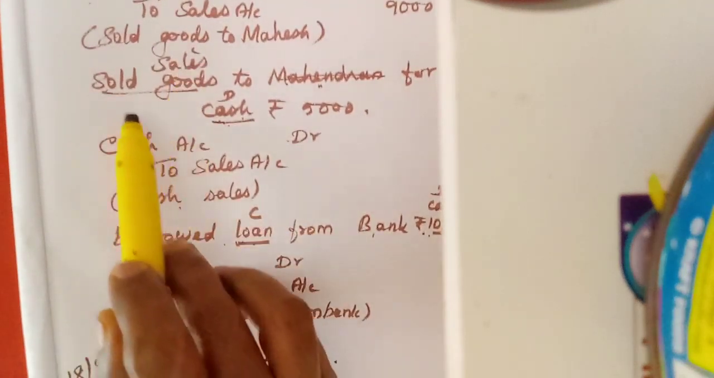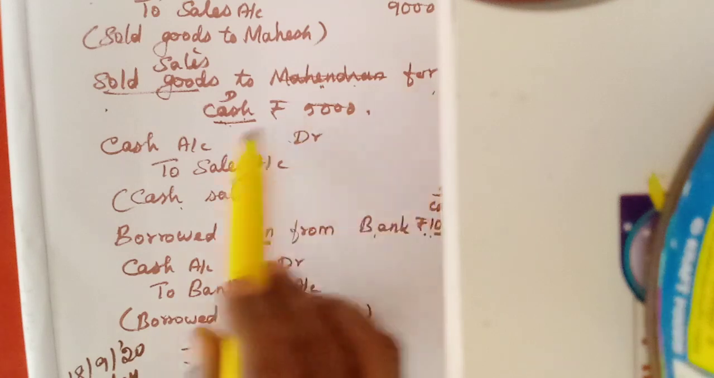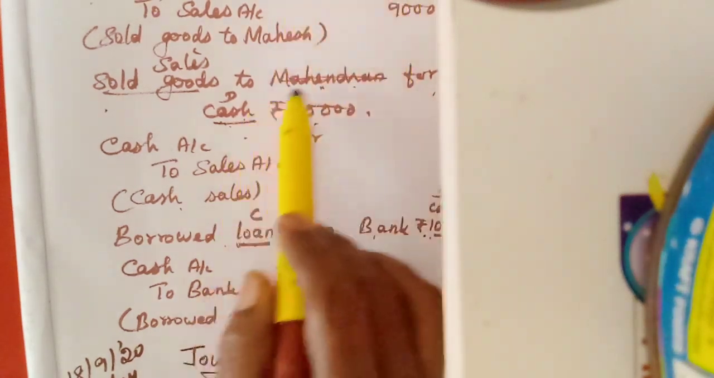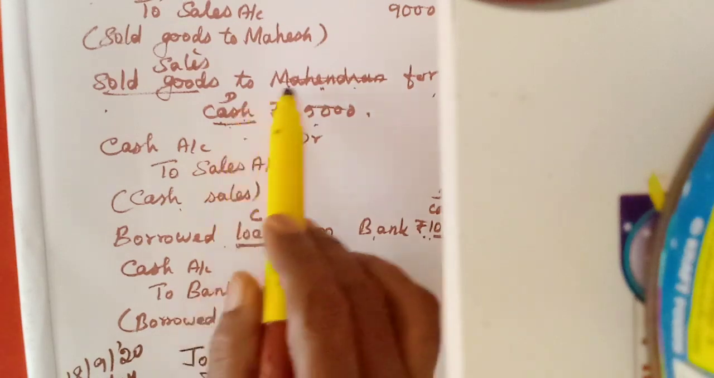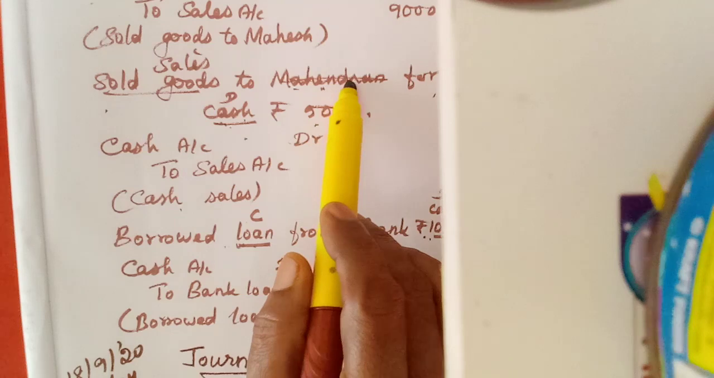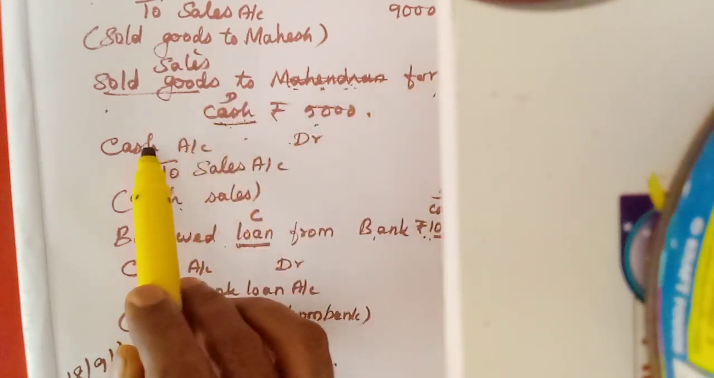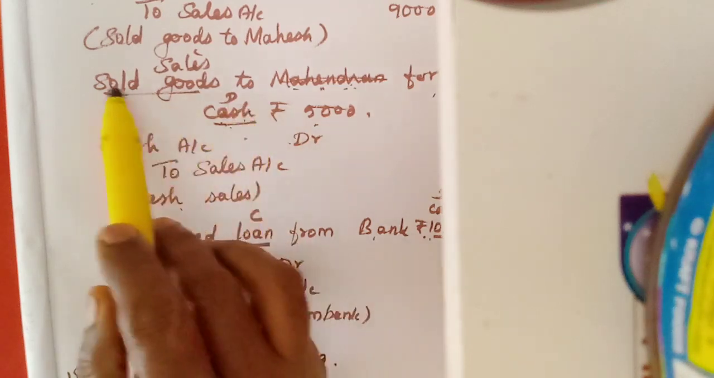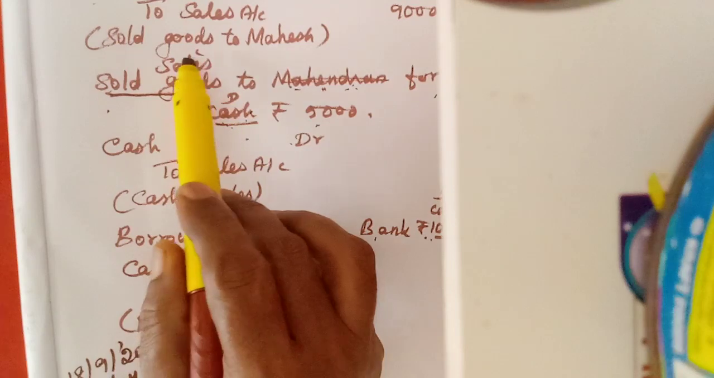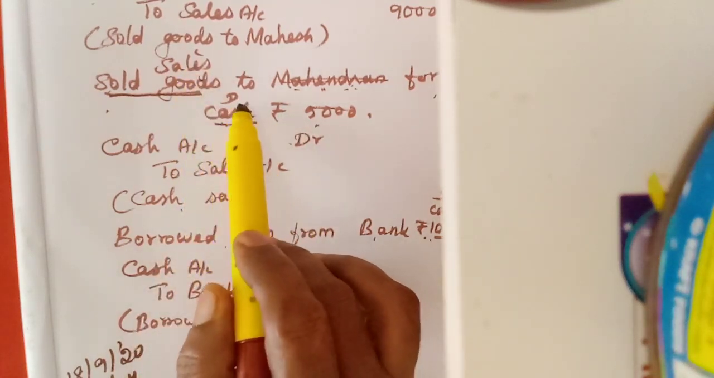Then another one: sold goods to Mahendra for cash, rupees 5,000. Here Mahesh was on credit, here Mahendra is for cash. The name is given just to confuse you. Don't write by the name, because if it is for cash, it is a cash transaction, so cash will be there. Sold goods is sales, a nominal account, and cash is a real account.